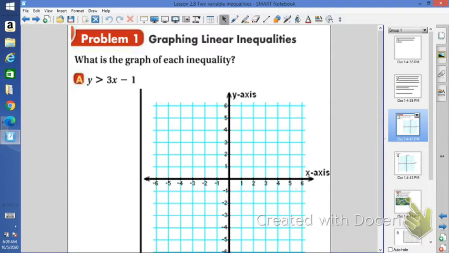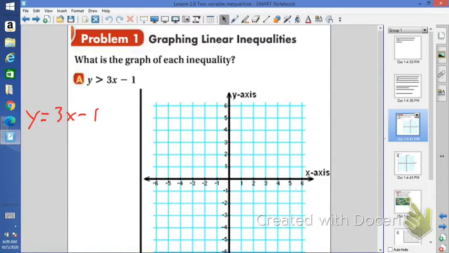Alright, so problem 1. What is the graph of the inequality y greater than 3x minus 1? So the big thing here is to solve for y, which this already is. The y is already isolated. Once that's done, in order to graph, go ahead and treat this inequality sign like an equal sign. So treat it like y equals 3x minus 1.